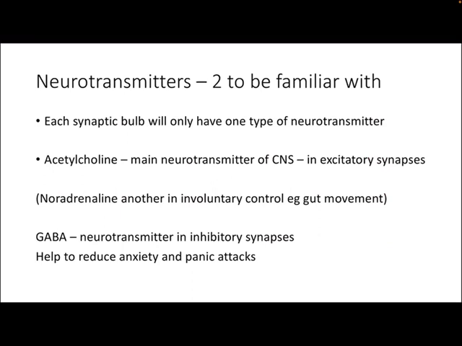There are two main types of neurotransmitters to be familiar with. And remember that each synaptic bulb will have its own type of neurotransmitter, and only produce one type. So acetylcholine is the main neurotransmitter of our excitatory synapses found in the central nervous system. Another one is noradrenaline, which is involved in involuntary control, like gut movement. And then an example of an inhibitory synapse neurotransmitter is GABA, whose function is to help reduce anxiety and panic attacks.